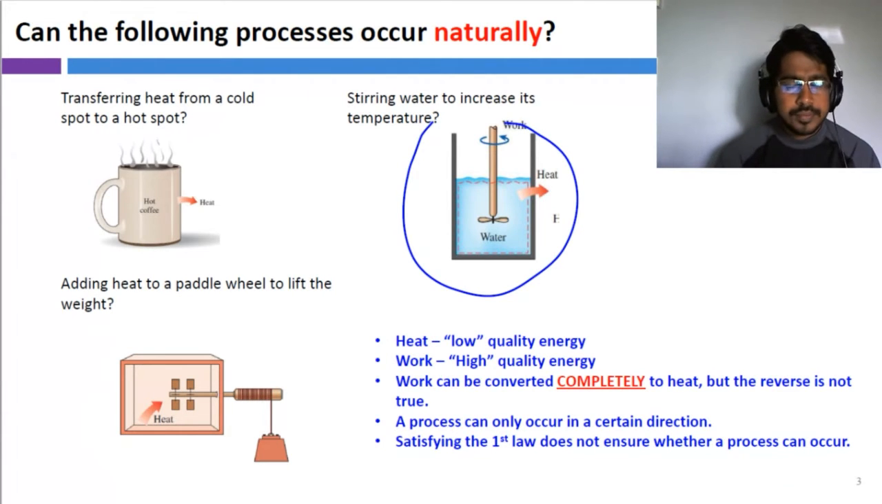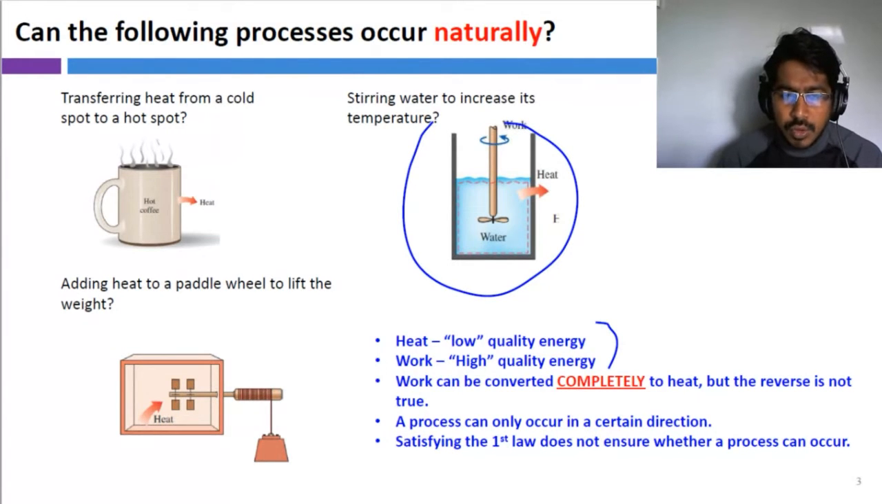So now we all see that there's a need for another set of definitions in order for us to understand or explain why these processes are not possible, right? So the first concept that we are going to discuss today is quality of energy. Heat is considered to be low quality energy, and work is considered to be high quality energy.